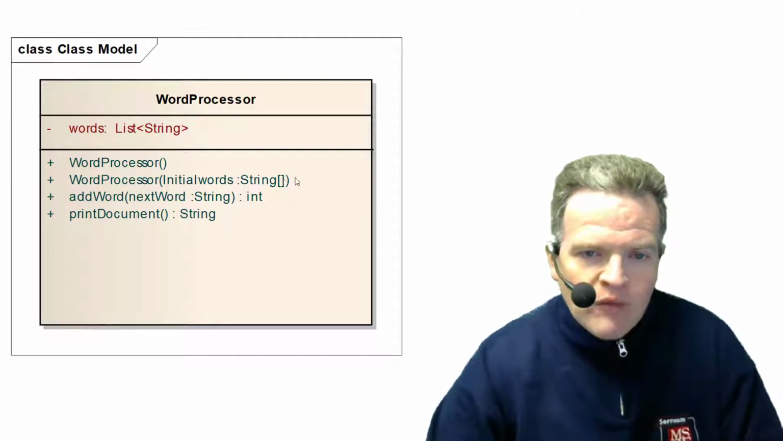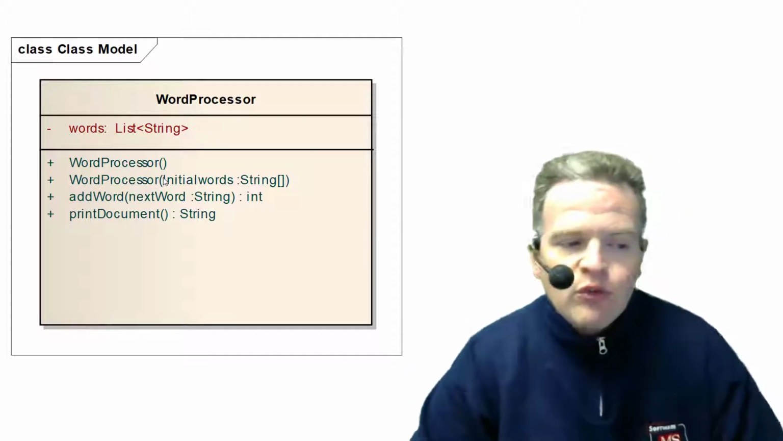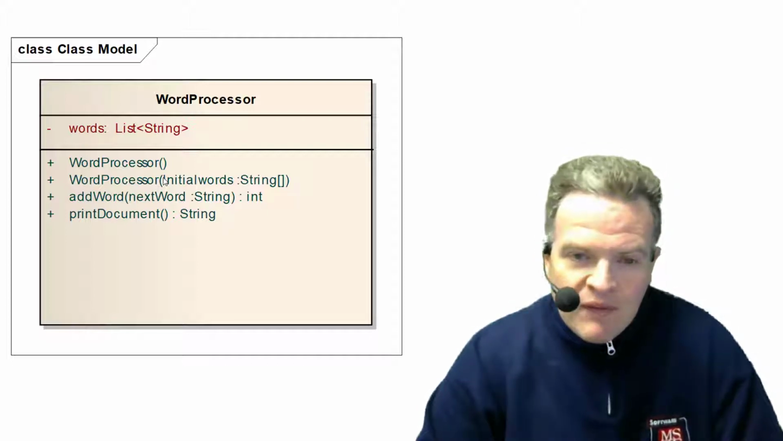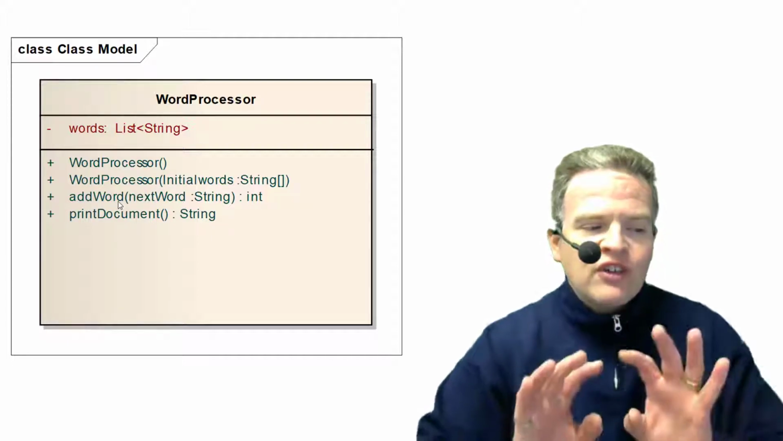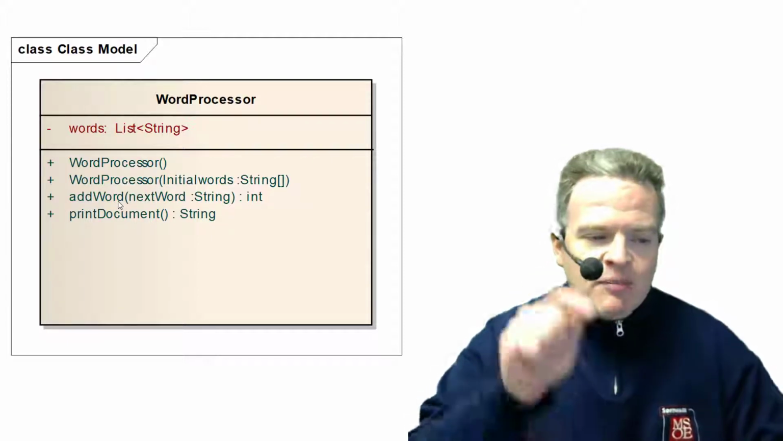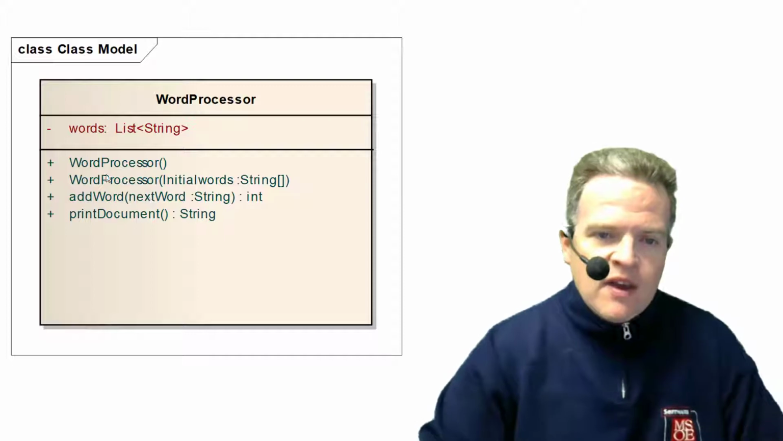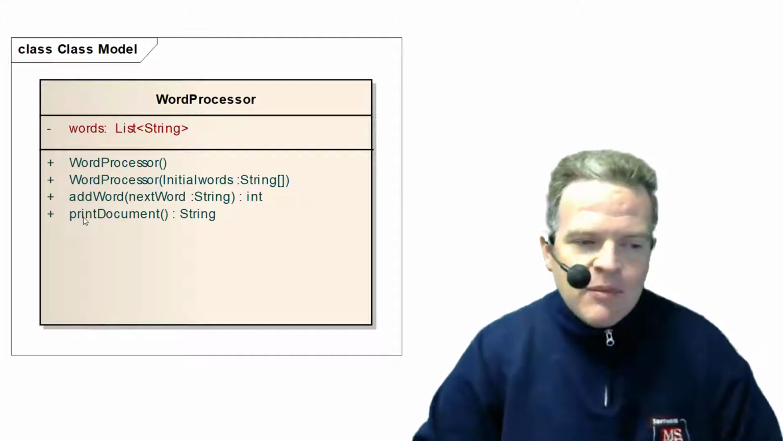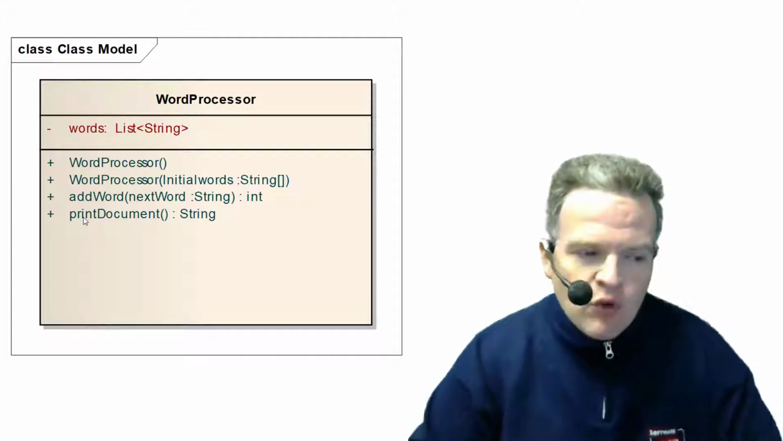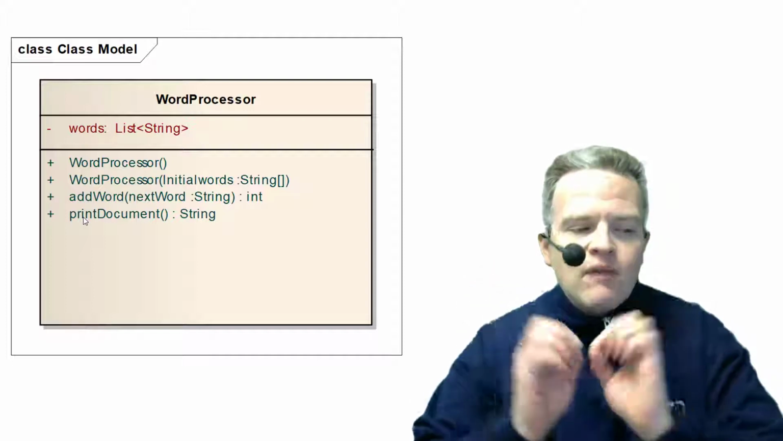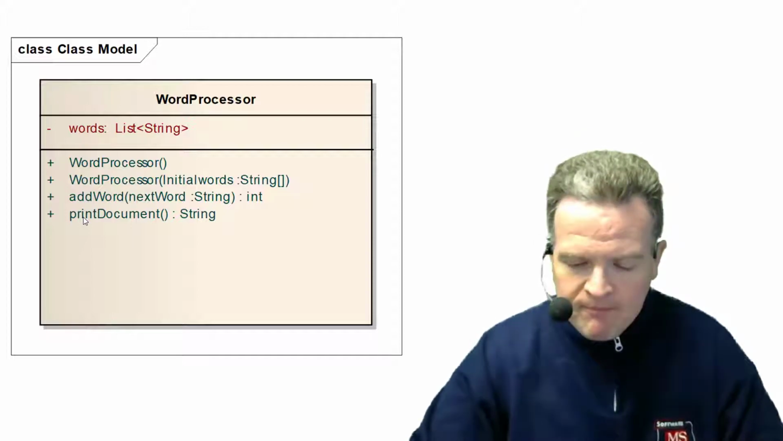One of them takes no parameters. One of them takes a list of the initial words. You could think about this as maybe being the constructor that you would use when you were loading the document from a file or something along those lines. We have an addWord, which essentially, if you're typing along on your word processor, every time you would hit the space bar, this would get invoked, adding the next word into the word processor. Last but not least, you have printDocument, which effectively returns a string representing the text that is now inside of your word processor document. Very, very artificial from the big picture of things, but very, very good for demonstrating testing purposes.